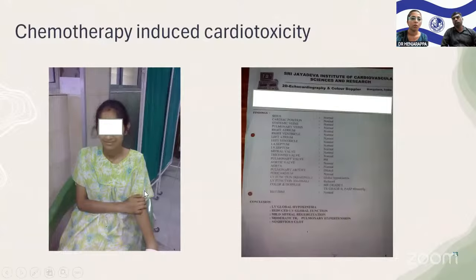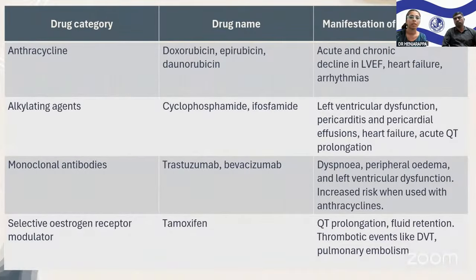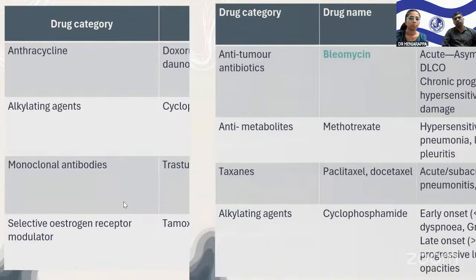Young patient who was apparently healthy before, and after she underwent chemotherapy, the 2D echogram we did showed LV global hypokinesia and reduced global function. So this is one classical example of chemotherapy-induced cardiotoxicity. The most common group of drugs is anthracyclines, doxorubicin, epirubicin, daunorubicin, which can manifest as decline in the left ventricular ejection fraction. And these are the other drugs which have manifestations of cardiotoxicity.